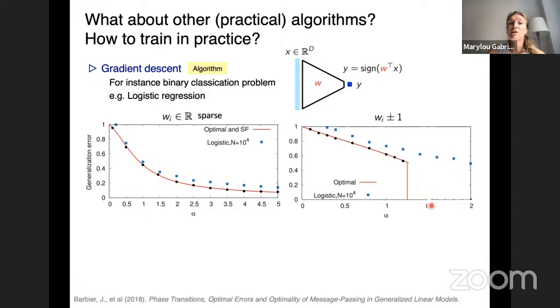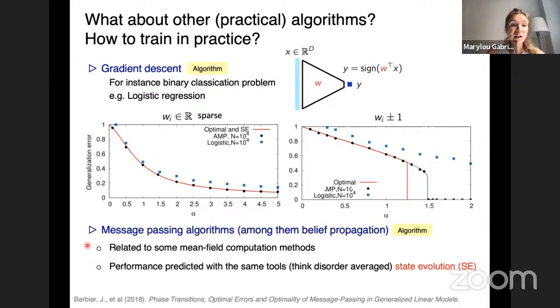Now there are other types of algorithms that I'm only going to mention and not really enter into the detail, which are one of the other instruments of the statistical mechanics of learning: message passing algorithms. Among them is belief propagation. I'm mentioning belief propagation because maybe some of you have heard about it before. And it turns out that they are related to the mean field computation, the replica computation in particular, that I'm mentioning since the beginning of the lecture.